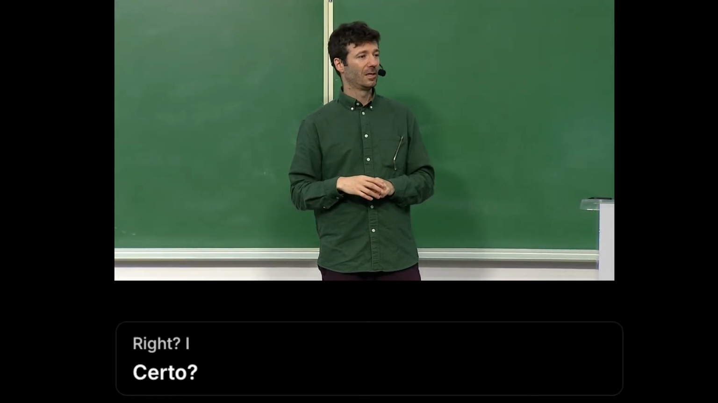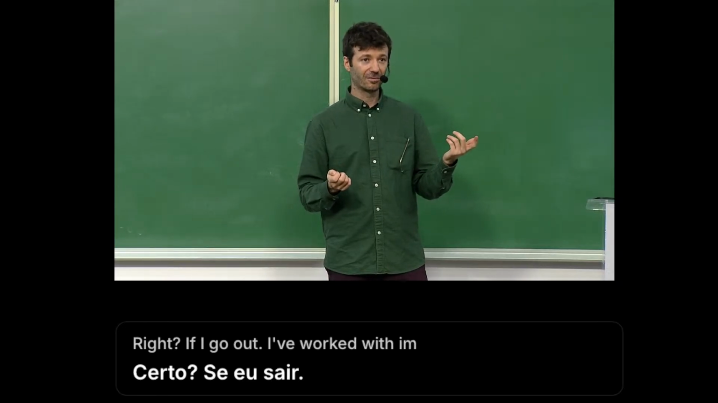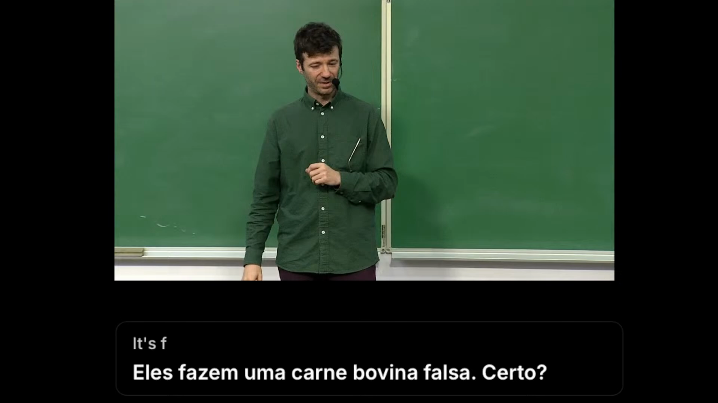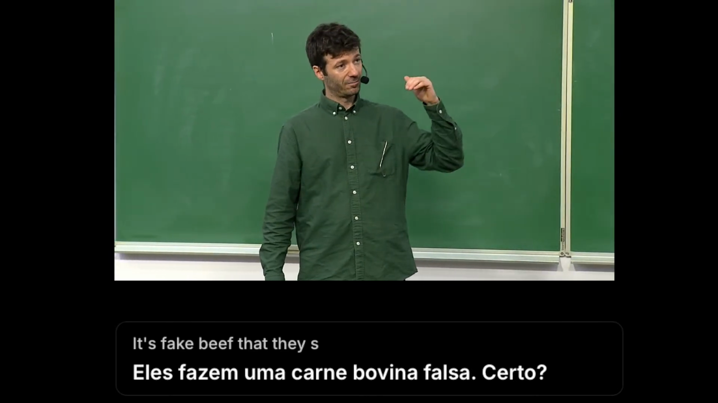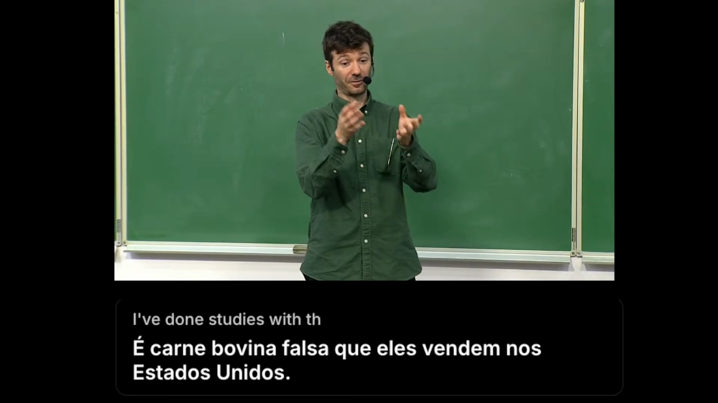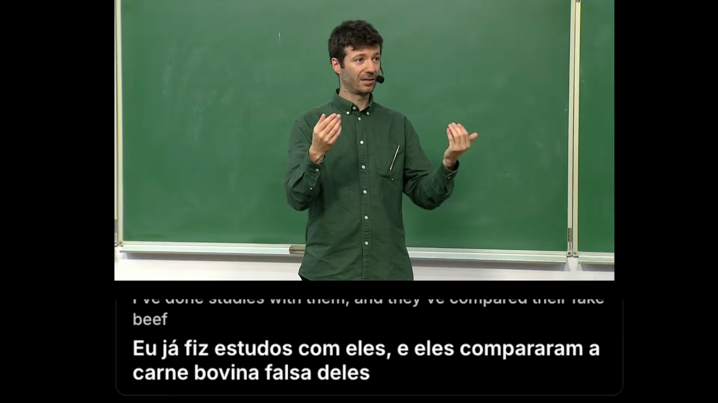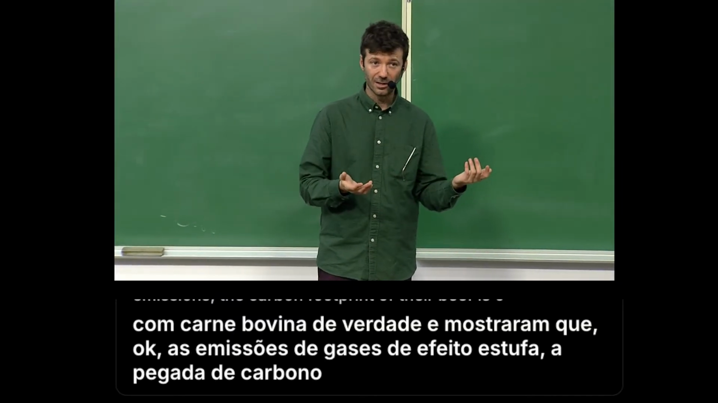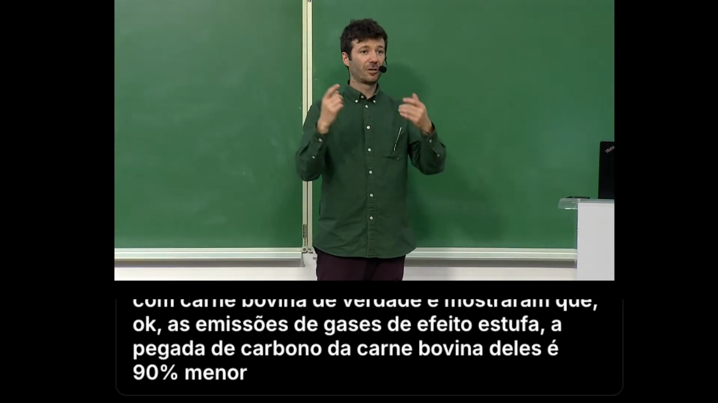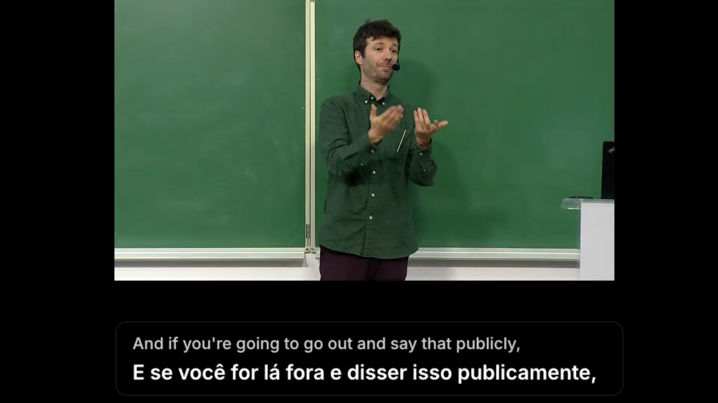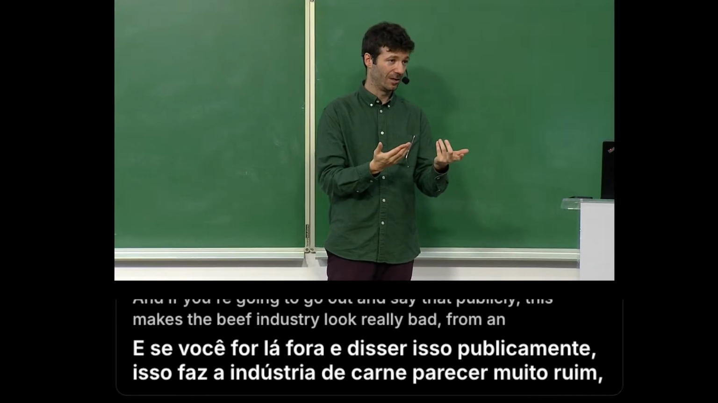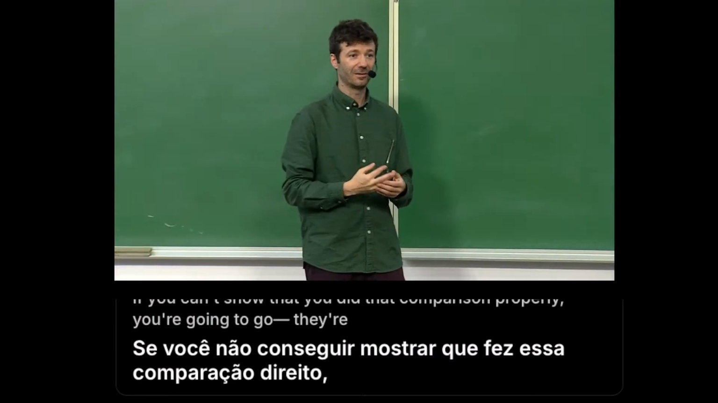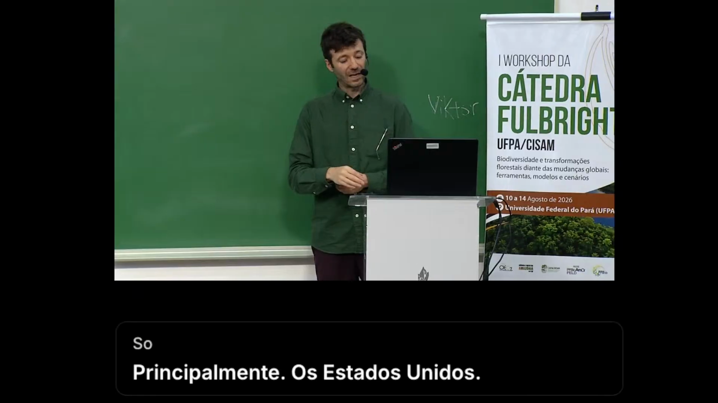If I go out and I've worked with Impossible Foods. I don't know if you know Impossible Foods. They make a fake beef, right? It's fake beef that they sell in the United States. I've done studies with them, and they've compared their fake beef to real beef and showing that, okay, greenhouse gas emissions, the carbon footprint of their beef, is 90% lower than real beef. And if you're going to go out and say that publicly, this makes the beef industry look really bad from an environmental standpoint. If you can't show that you did that comparison properly, they're going to take you to court, especially in the United States. So that's why you need to have a critical review.